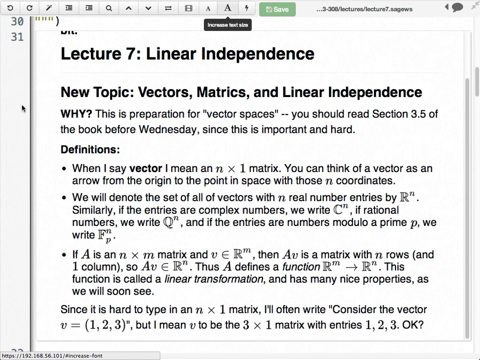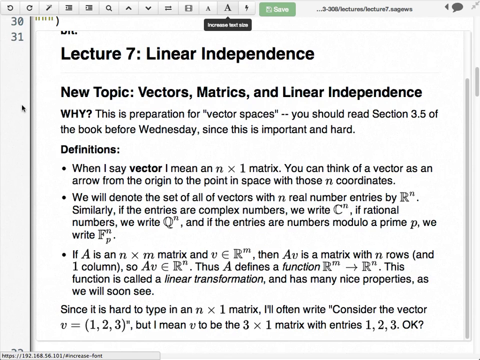So it's just a set. For example, R1, you can think of it geometrically as an infinite line. R2 is the plane. R3 is three-dimensional Euclidean space. R4 is 4 tuples of real numbers. R5 is all 5 tuples of real numbers. R6 is all 6 tuples of real numbers.